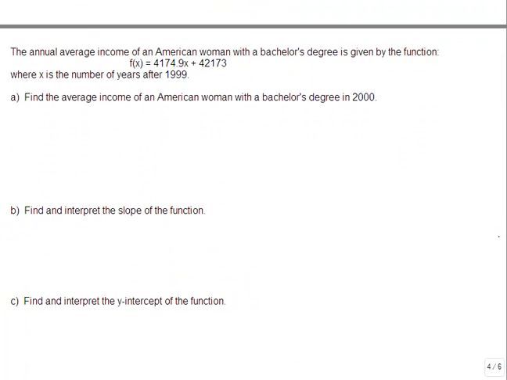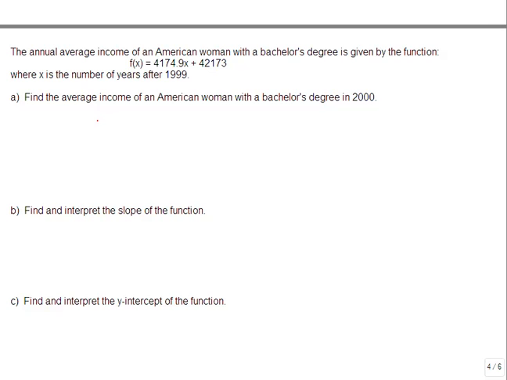Okay, the last couple of problems here are just a couple of word problems. So the next one here says the annual average income of an American woman with a bachelor's degree is given by this function, where x is the number of years after 1999. So 1999 is kind of our base year. So the first question is, find the average income of an American woman with a bachelor's degree in 2000.